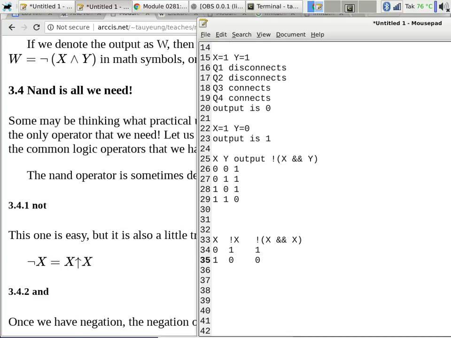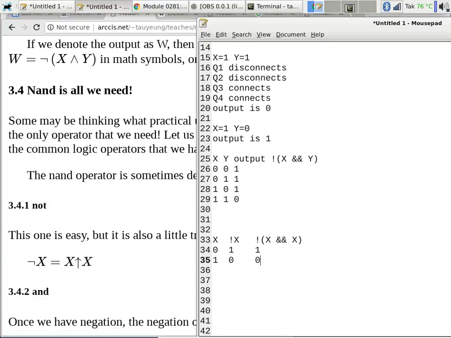By using a truth table, you have examined every single input possible to the operator. And if two columns, not X versus X NAND X, have identical values, that means those two expressions are truly equivalent. They mean exactly the same thing. Is that okay?